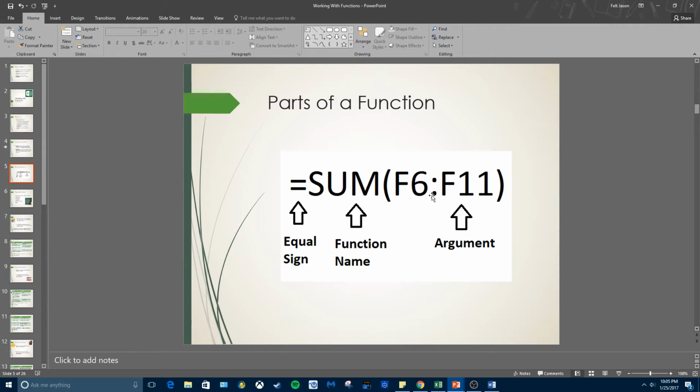If I were to calculate the sum of F6 through F11, I wouldn't put something like G5, because then it would come up with 0, because there's nothing in that cell. Or there might be something in that cell, who knows.